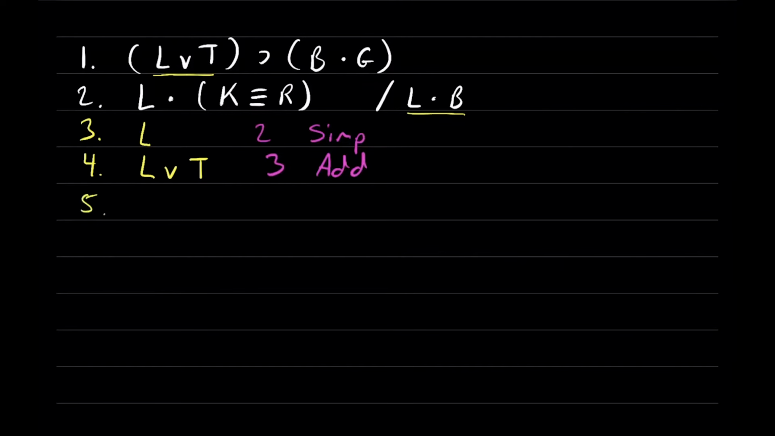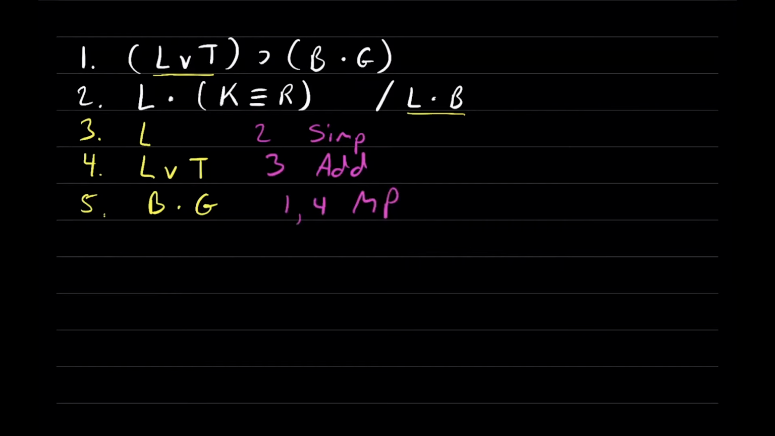Once we have L or T, this should be obvious now at this point, given your homework from last week, once you have the antecedent L or T, then we can do modus ponens to get B and G on its own line. And that's going to follow from line 1 and line 4 by modus ponens.